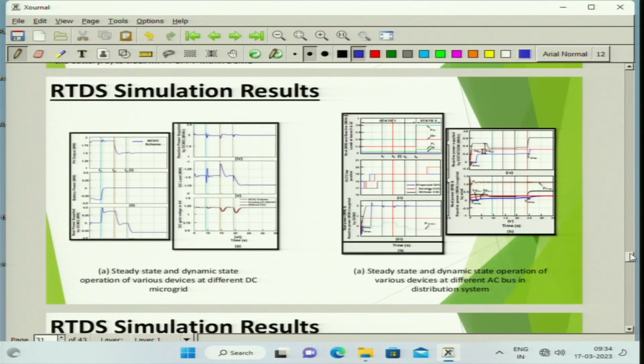That is not required. So, what is the result? You see here, this is important to observe.